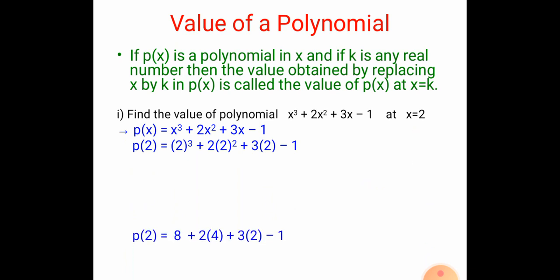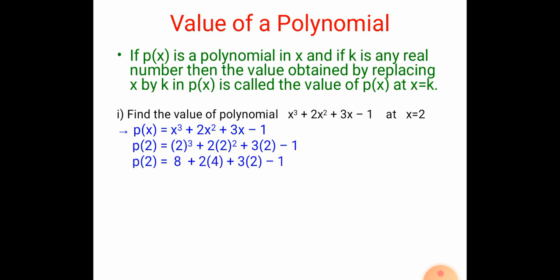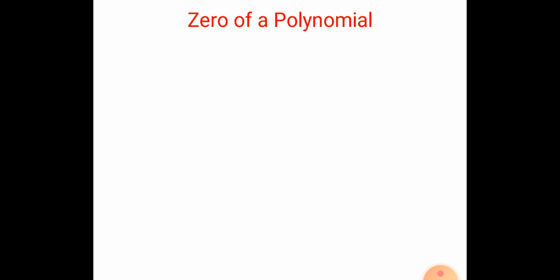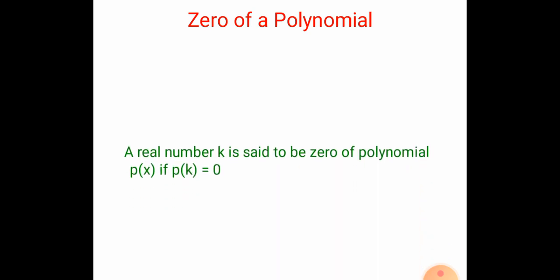Then let us expand this. 2 raised to power 3 can be written as 8. 2 square can be written as 4. Now we have to multiply. So 8 plus 6 minus 1 gives us the final value, that is, the value of the given polynomial is 21. Let us go to the zero of a polynomial.